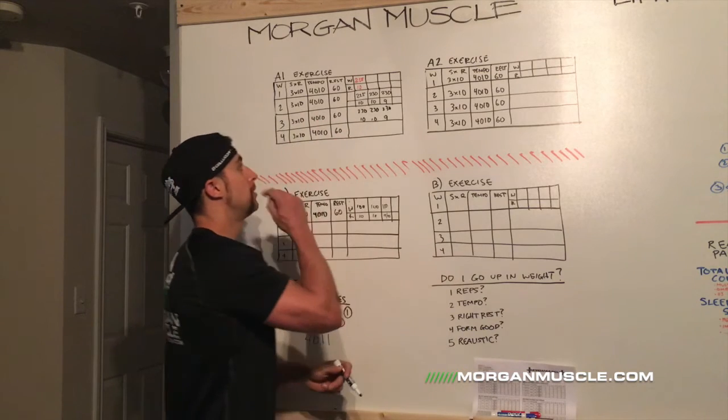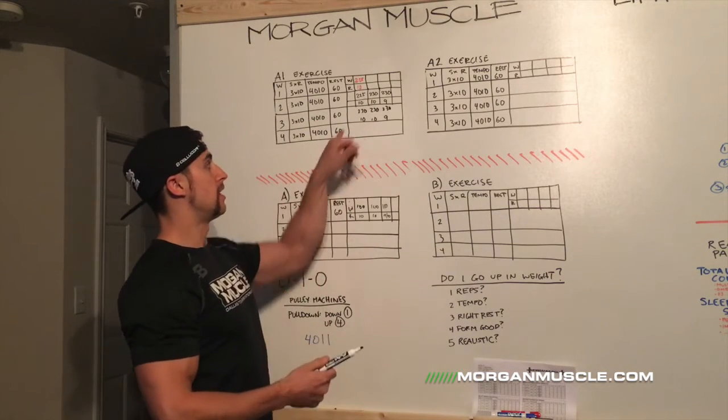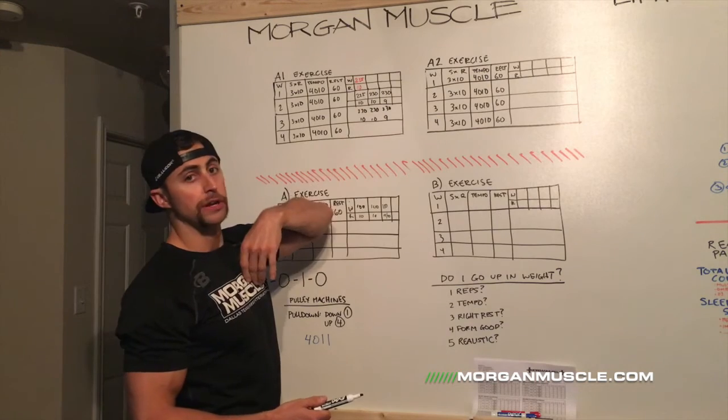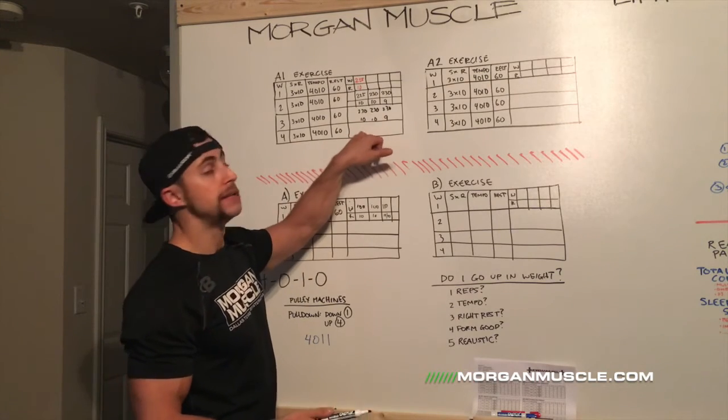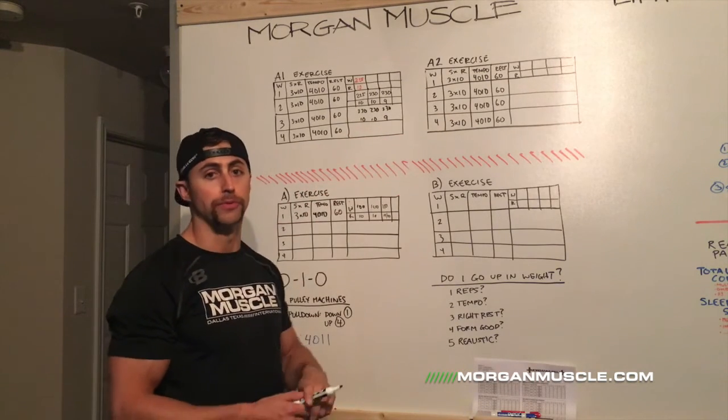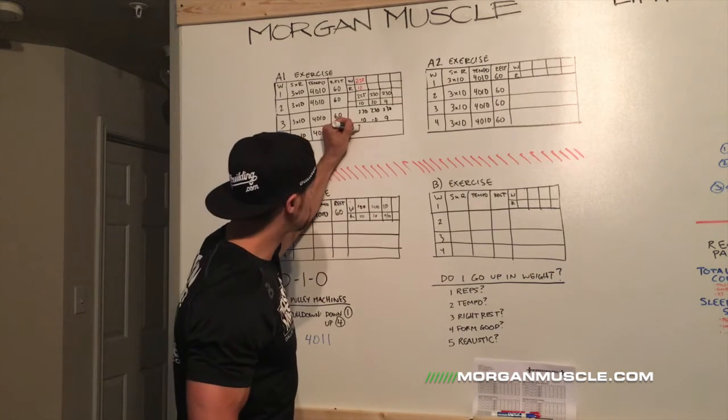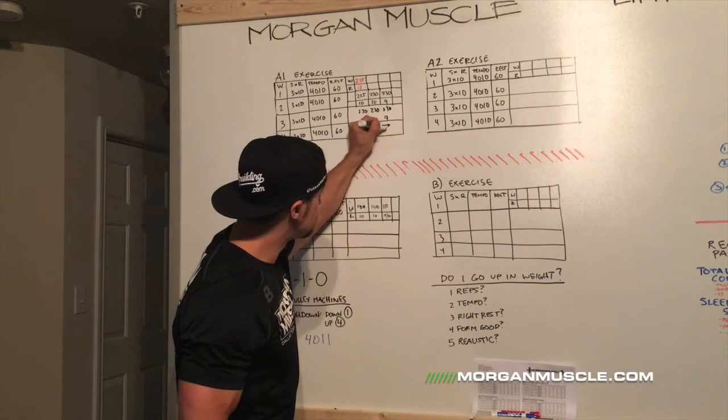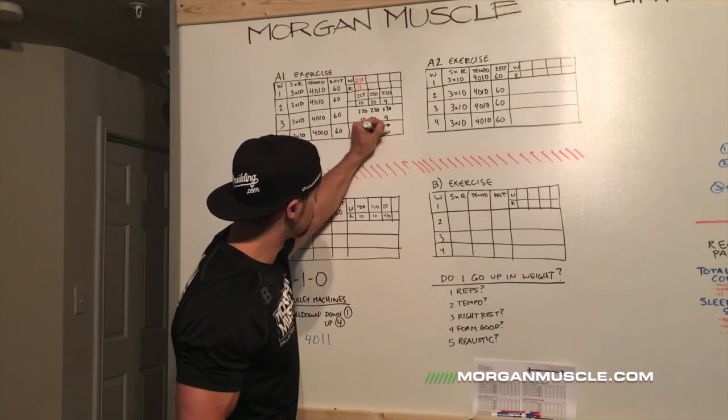So in this example, one way to beat 230, 230, 230 for 10, 10, and 9 would be to get 10 reps all the way through. So that could be one option. 230 every set, and you get 10 reps all the way through.